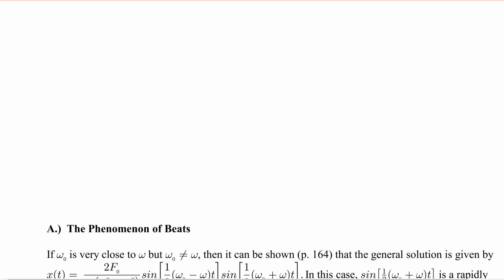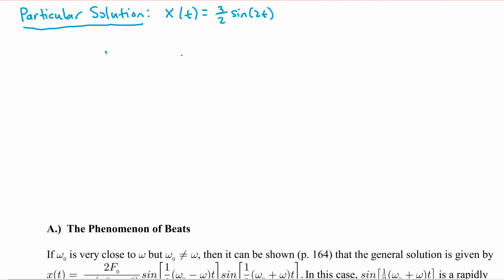Now I've got a little bit of extra space here at the top of the next page. I'm going to rewrite the particular solution so that we can examine the graph and understand what's happening in this solution. So our particular solution that we found, once again, is x of t equals 3/2 sine of 2t minus sine of 3t. Let's take a closer look at the two terms of this particular solution so that we really understand what's affecting the motion of this mass.